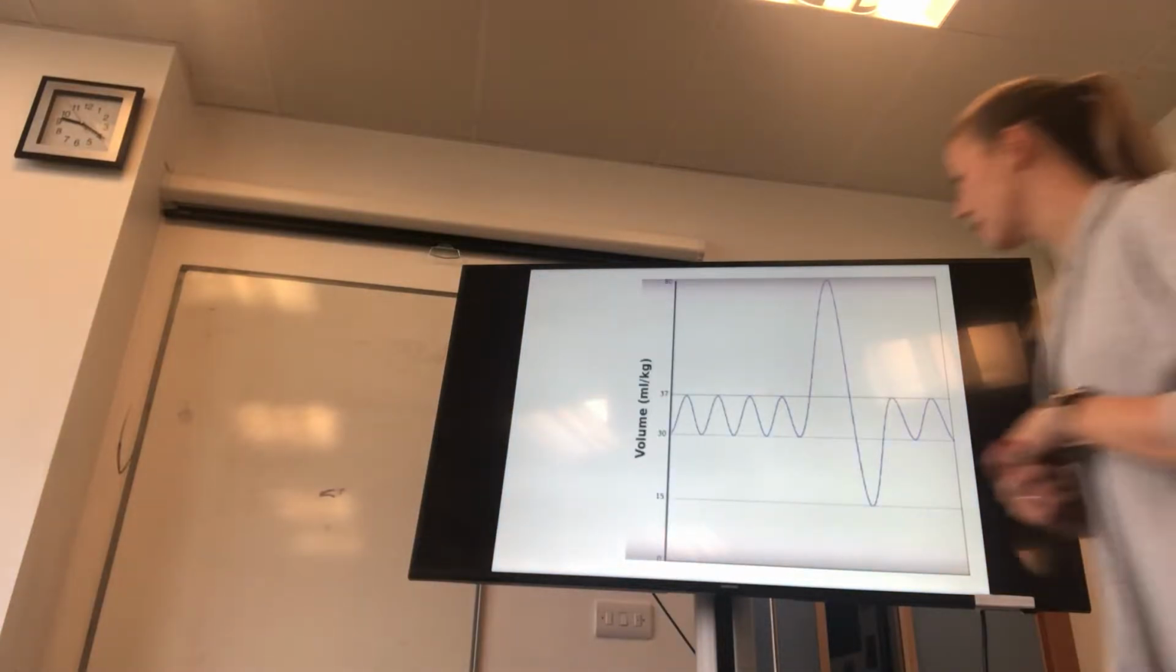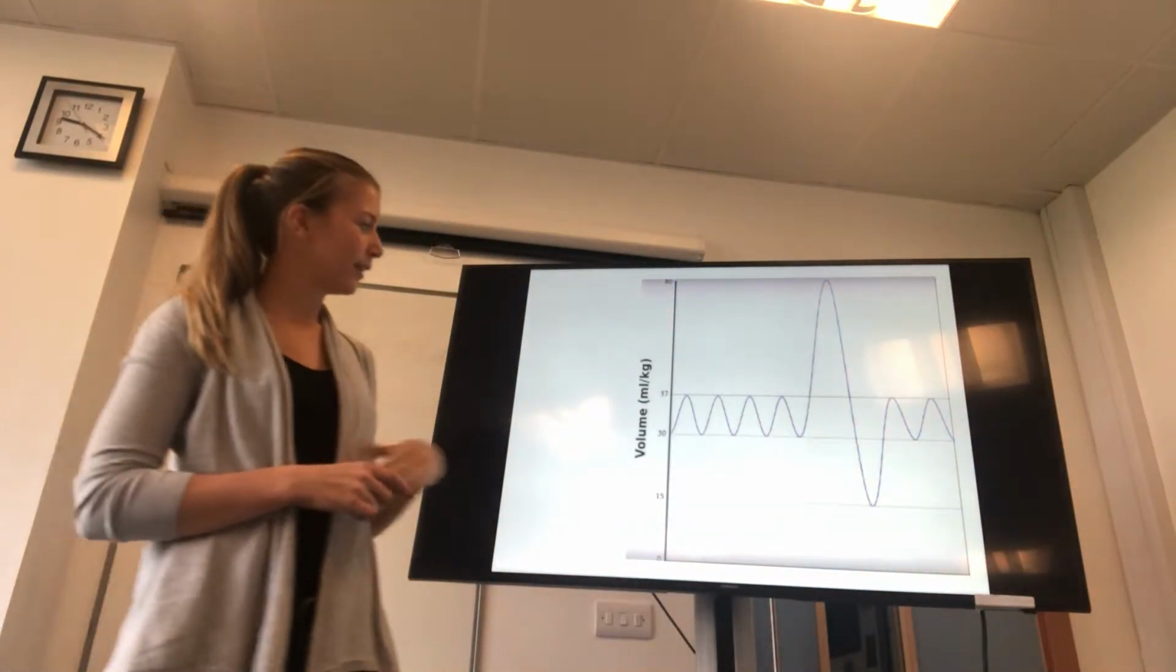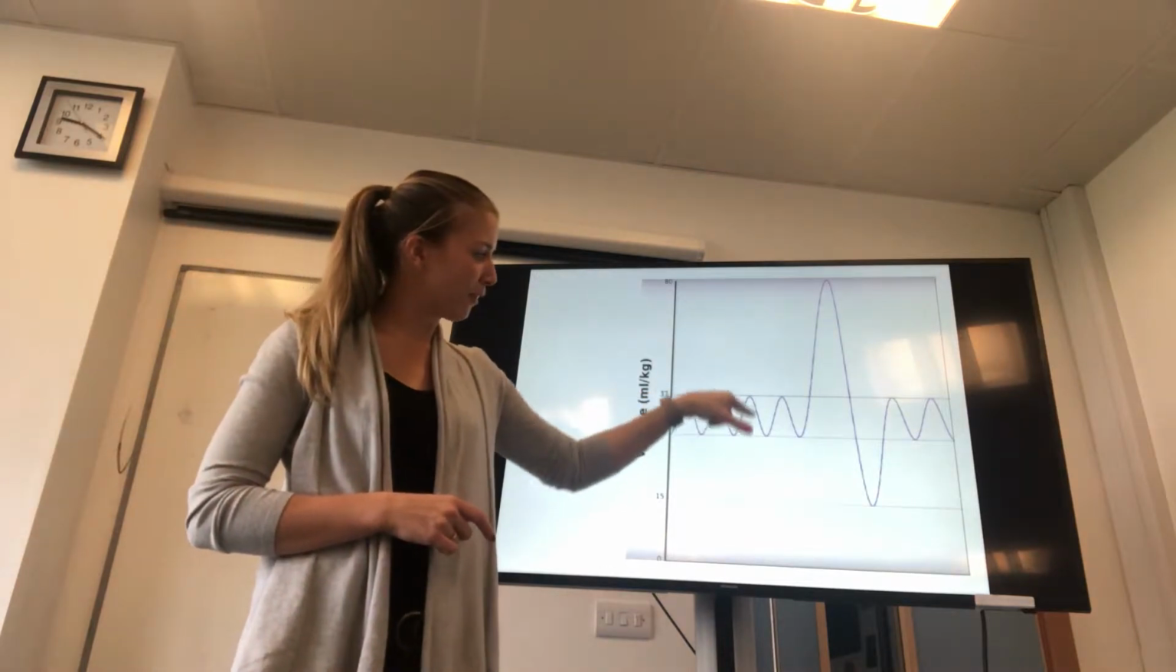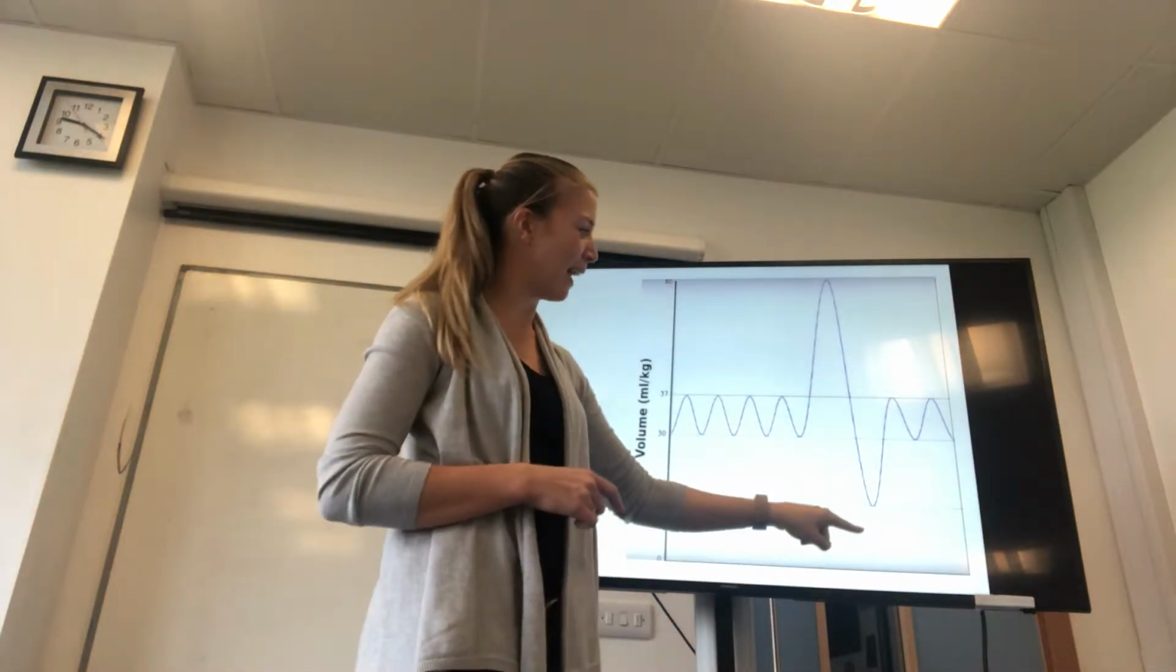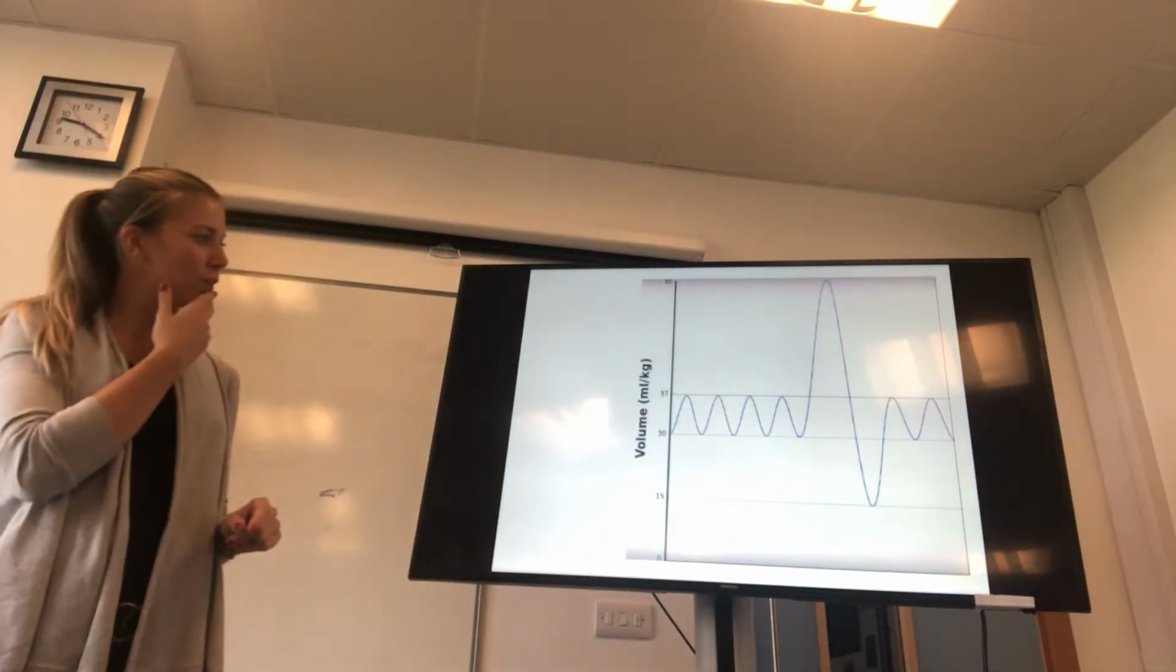Okay, so this is a graph of our breath. We can see our different breaths here going in, out, in, out, in, out, in, out, in, out. Where's the tidal volume on that graph?